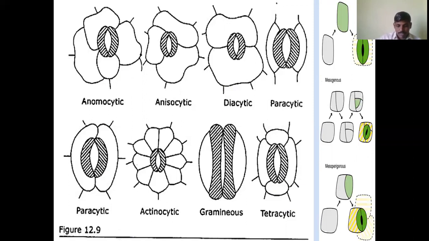So these are the different types of stomata. They are cyclocytic, actinocytic. Cyclocytic means 4 to 6 subsidiary cells are present. Among the 6, 2 are small and appear circular in shape, exactly above and below the guard cells. Example, palm family members. So these are the various types of stomata.